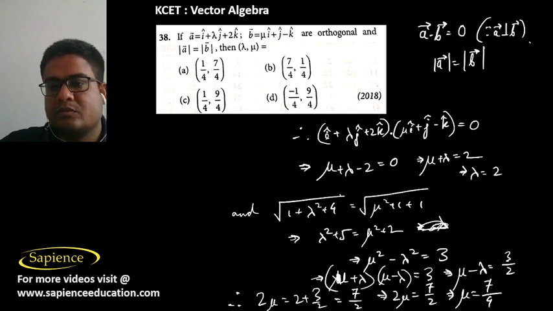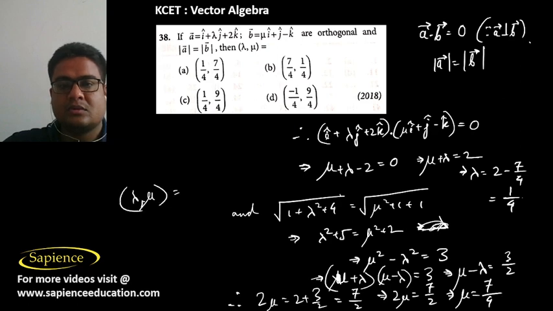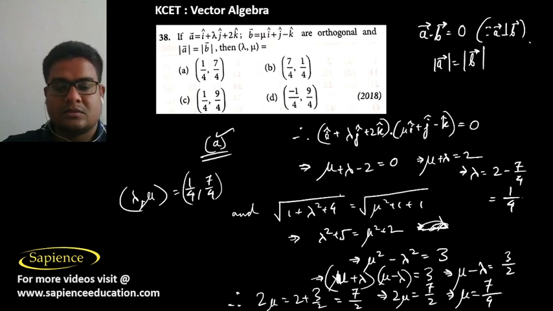So therefore lambda will be equal to 2 minus 7 by 4. That is 1 by 4. The values of lambda and mu are 1 by 4 and 7 by 4. Option A is the correct answer.